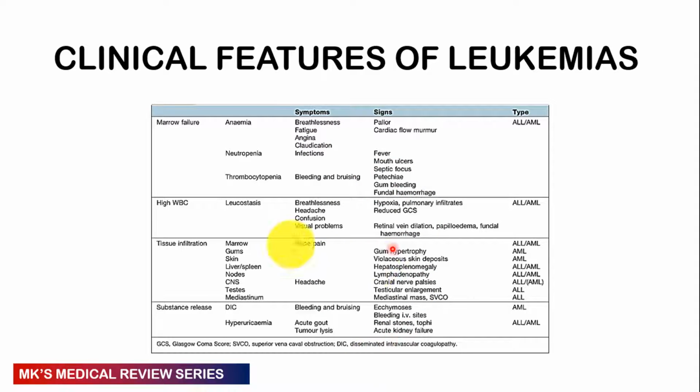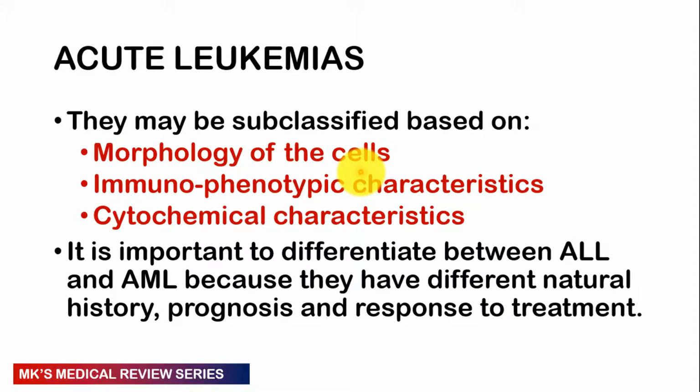So keep this diagram in mind, or keep this table in mind, because it's a very high yield table that would help you pick up these clinical features whenever you get a patient that possibly could have a leukemia. So remember that acute leukemias are going to be subclassified based on the morphology of the cells, based on the immune phenotypic characteristics, based on the cytochemical characteristics.